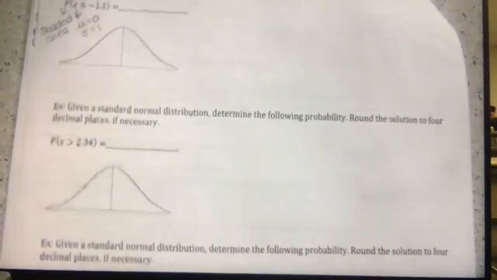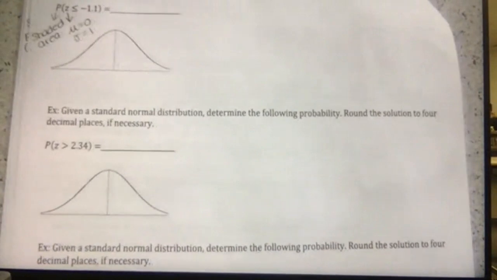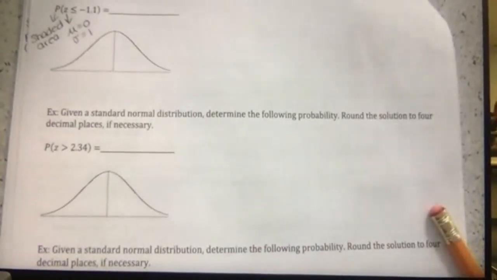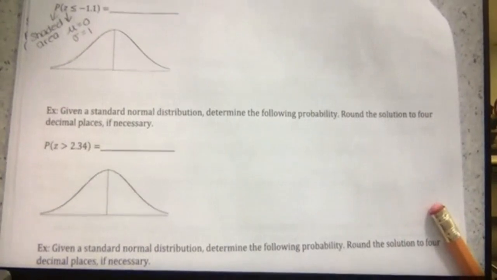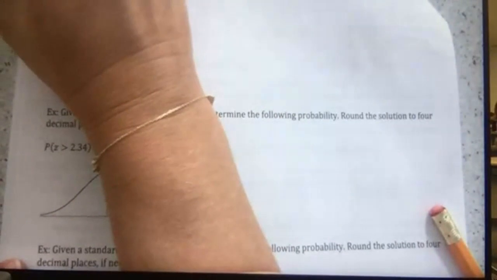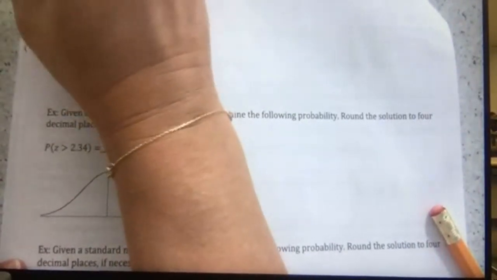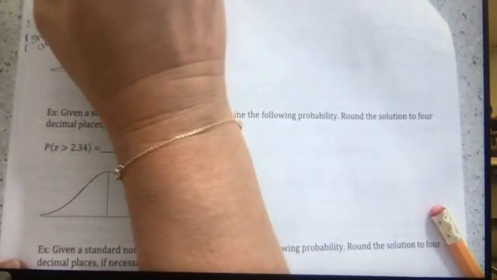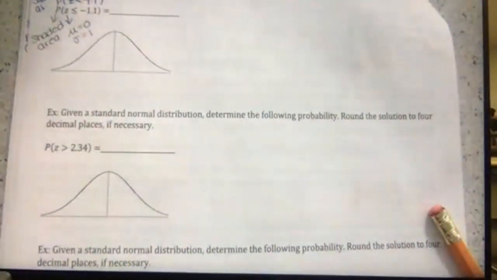It tells us that it's z. Z is telling us that our mean is 0 and our standard deviation is 1. And I also want to make the note, remember we said that z being less than or equal to negative 1.1 doesn't matter, because it's going to be the same thing as just less than. So it's the same as the probability of z being less than negative 1.1. Either way, it's going to give us the same answer.